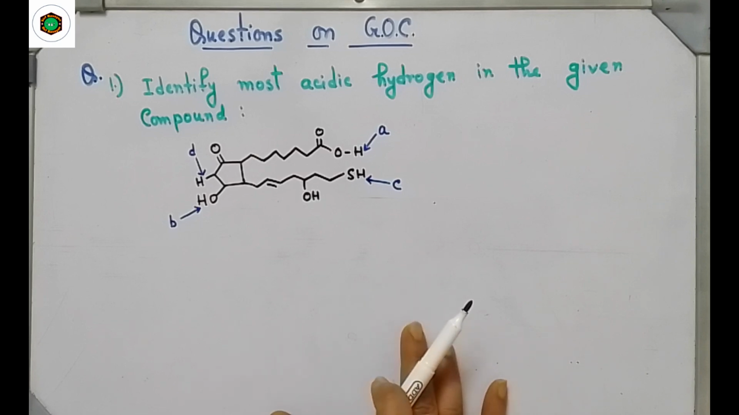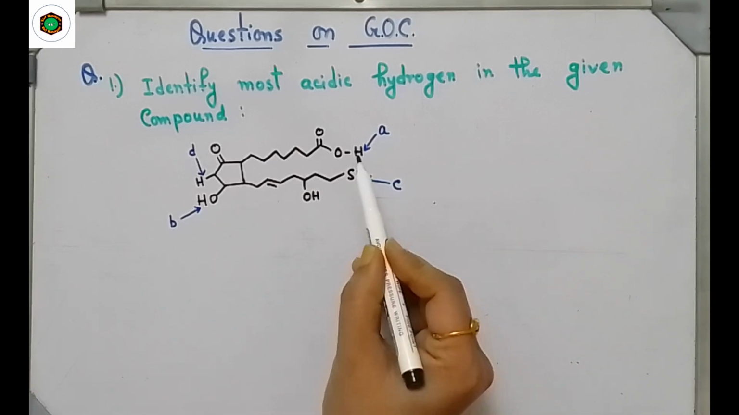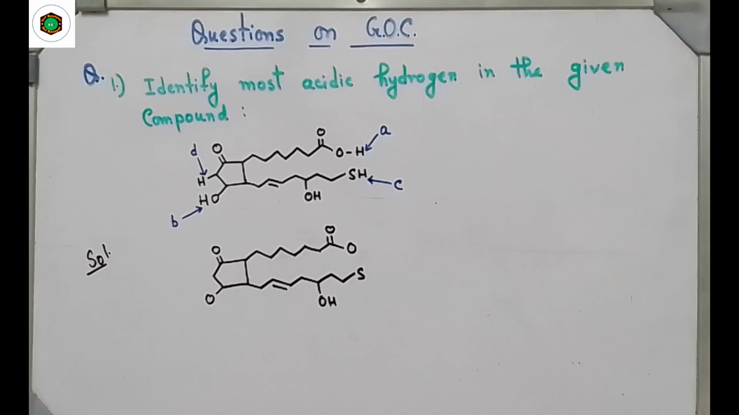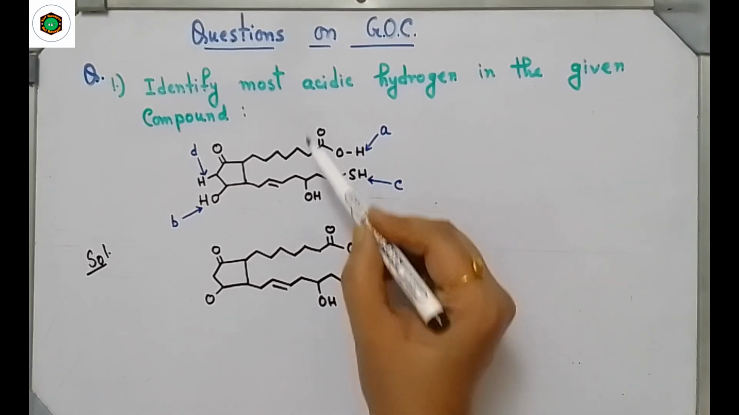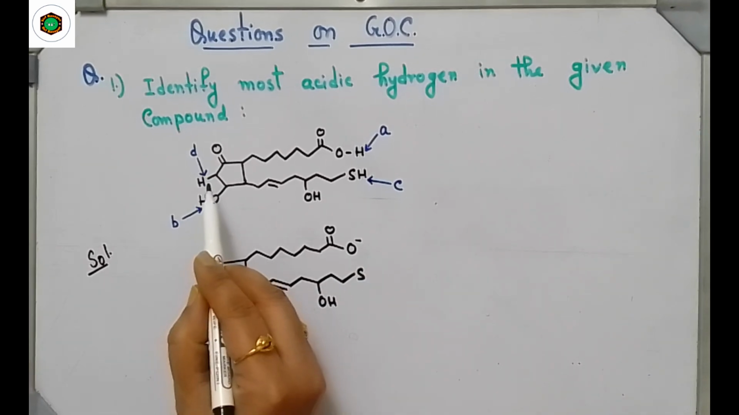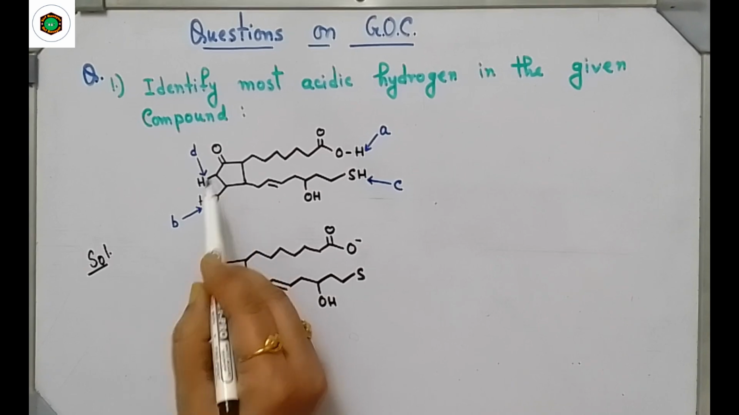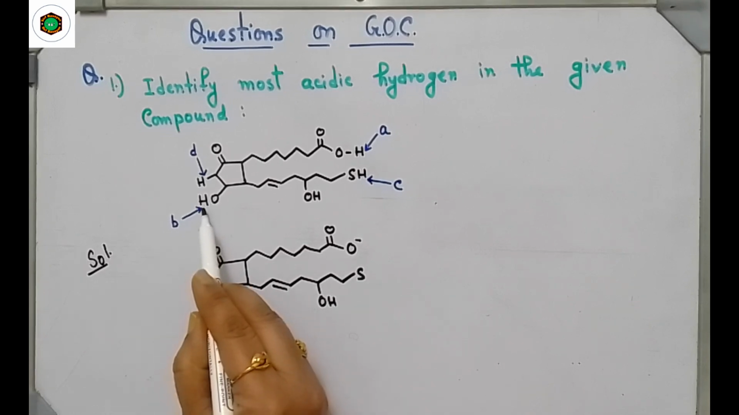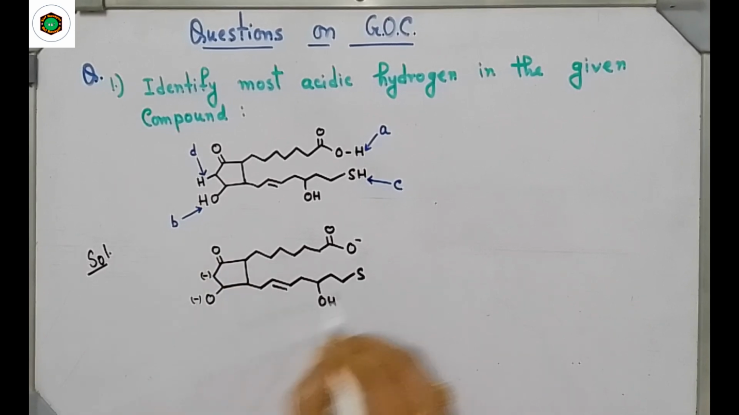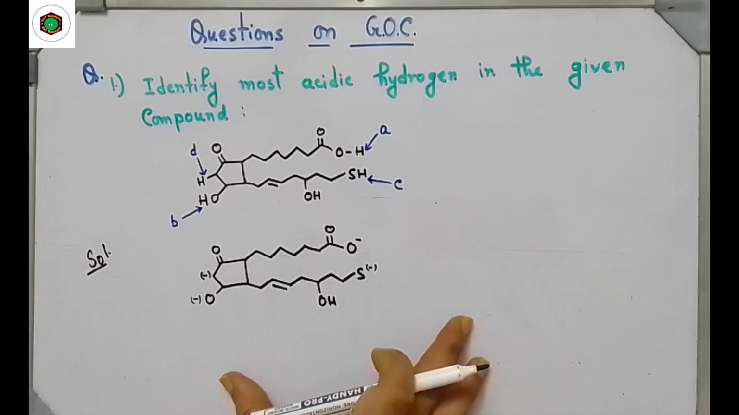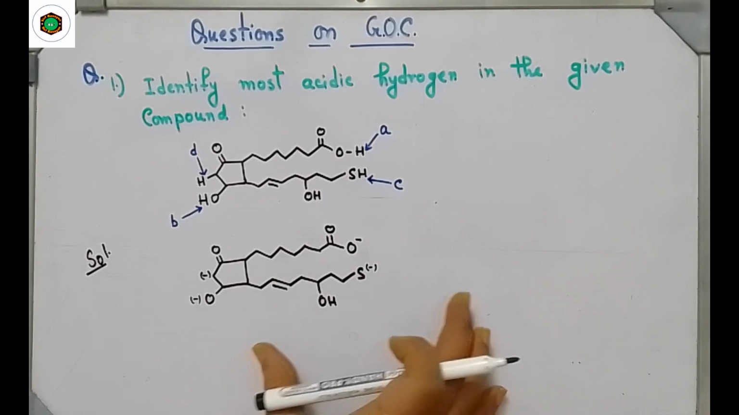To check the acidity, what you have to do? First you have to remove the H plus from this position to form the corresponding conjugate base. Now see, removal of H plus from this carboxylic acid will give this carboxylate ion. Removal of H plus from the alpha position of the keto group will give this anion. Removal of H plus from here will give this anion, and removal of H plus from here will give this anion. So you have to see which anion is more stable.